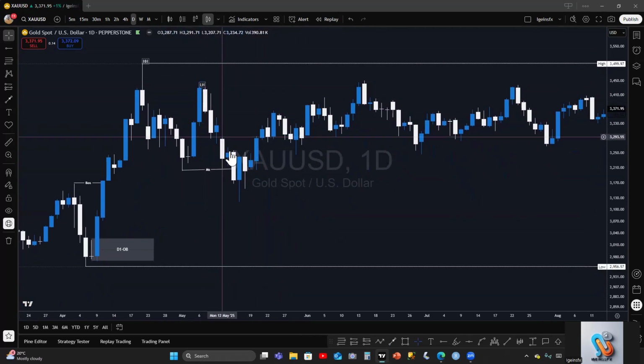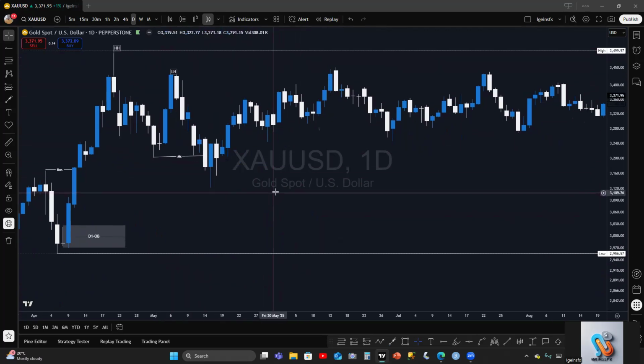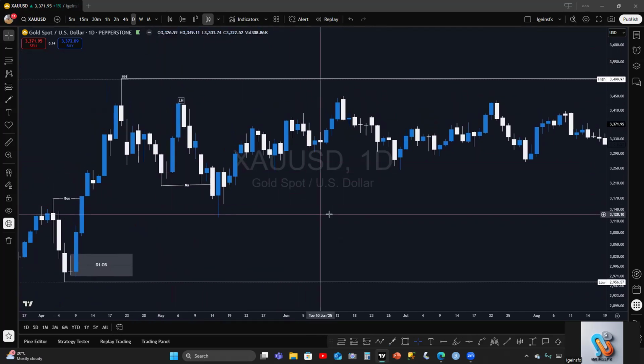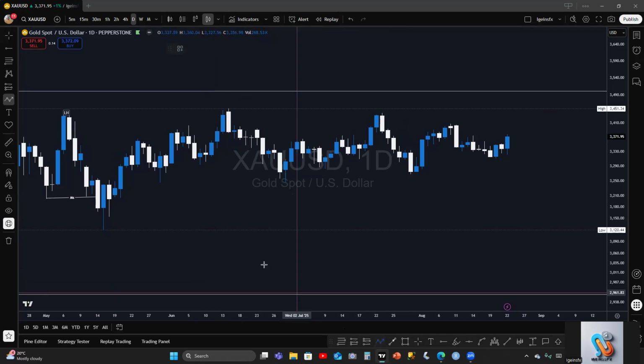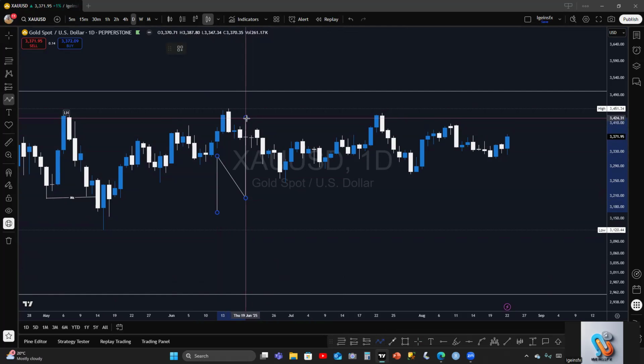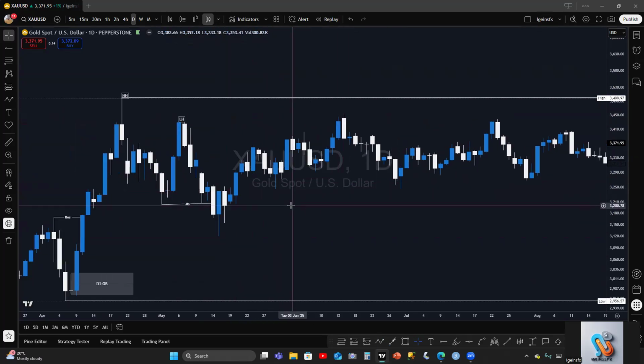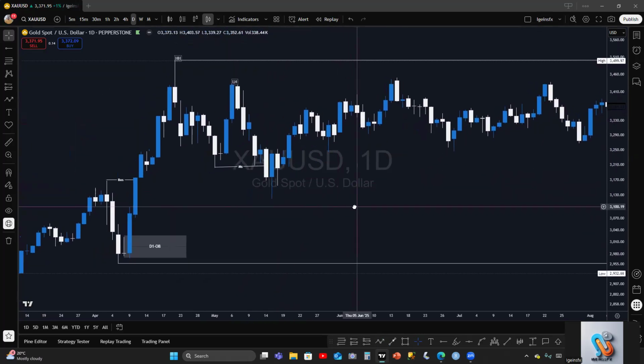Then, when the pullback started, it violated the support level, which is not supposed to happen. In bullish order flow, price pushes to the upside and creates a support. It's supposed to break this resistance up, then come back, create a support, and break resistance to the upside. So that is the characteristic of a bullish trend.